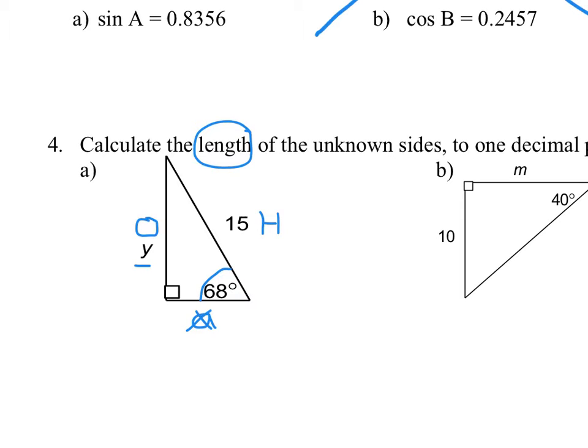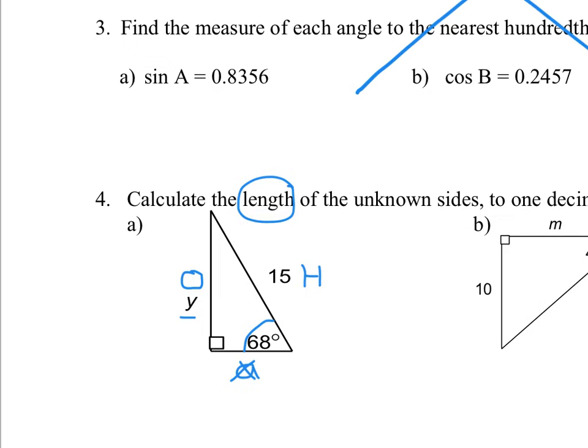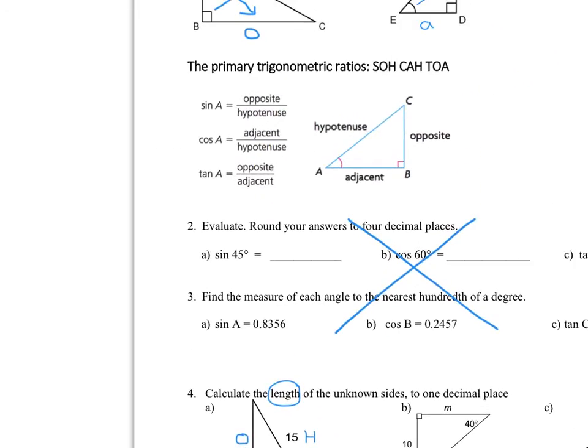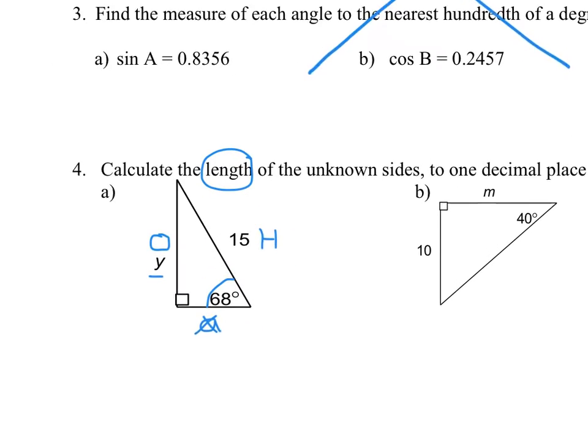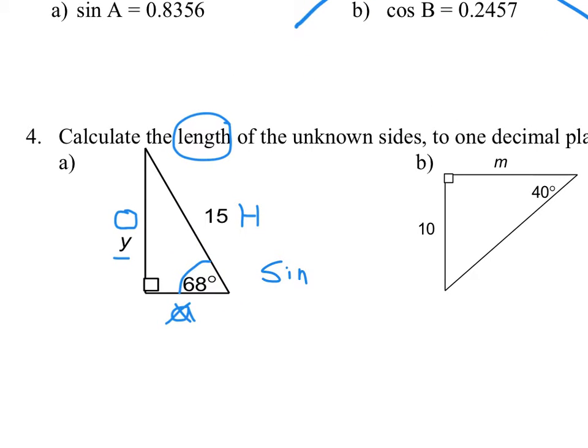So now I'm going to look at the letters that I have left. I have an O and an H. So now I'm going to go to the formula that has an O and an H in it, which, going back up to the top here, we can see that O and H is sine. So I'm going to be using the sine formula. So we'll come down here, sine theta, and remember theta just means angle. So sine theta is opposite over hypotenuse. And now we'll start replacing with what we know. You know that your angle, theta, is 68. You know that your opposite is the letter y, and that your hypotenuse is 15.